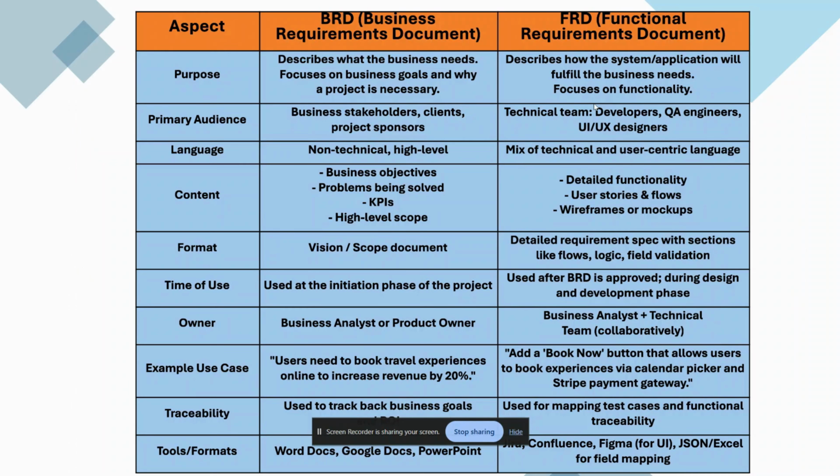On the other hand, the FRD, the functional requirement document, describes how the system or the application will fulfill those business needs. The primary audience for BRD is business stakeholders, clients, and the project sponsor who is sponsoring the project. In contrast, the primary audience for FRD consists of developers, QA engineers, and UI/UX designers.